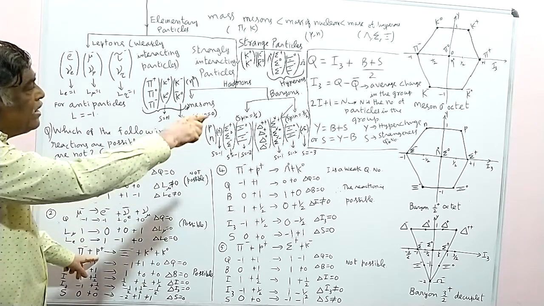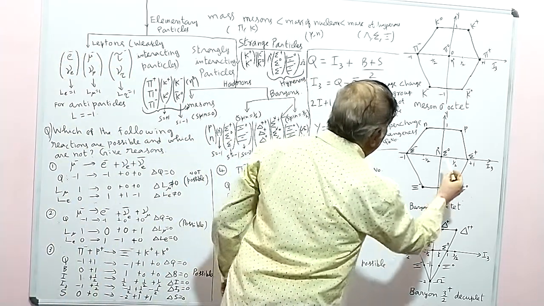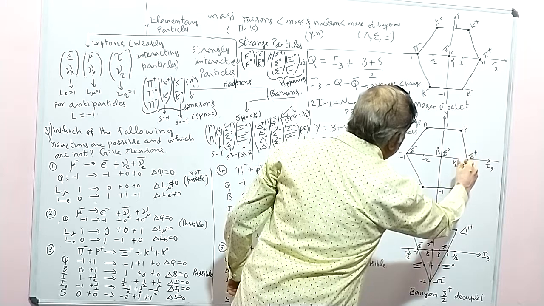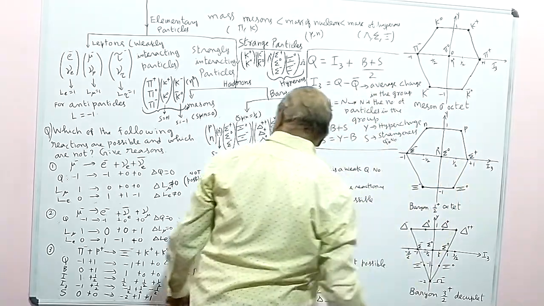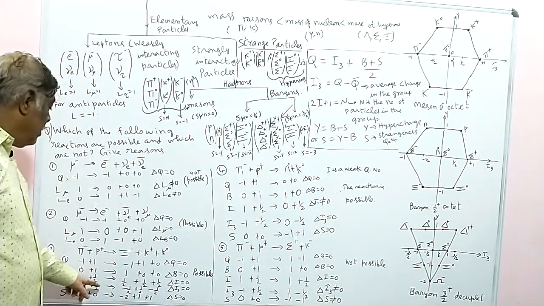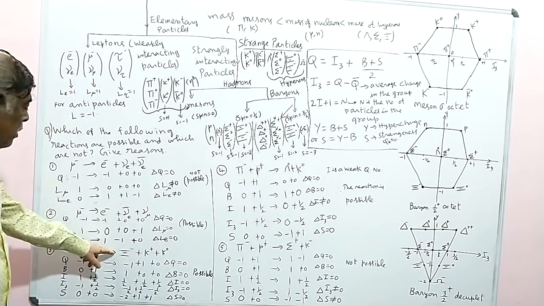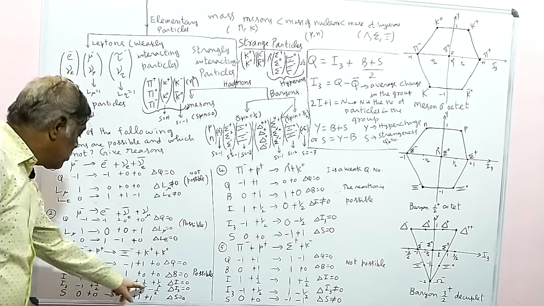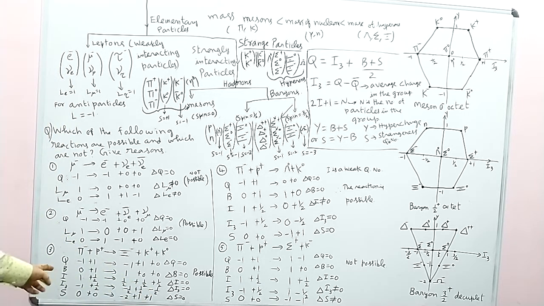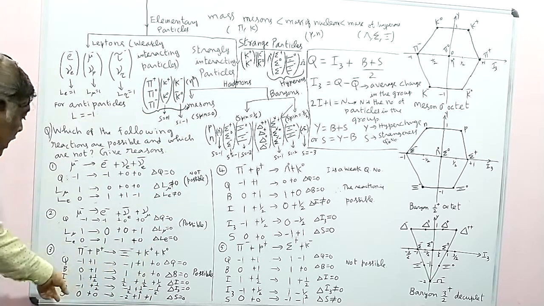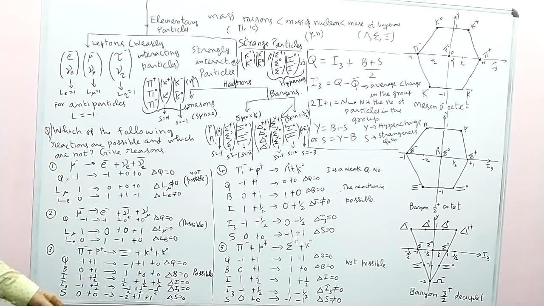Similarly, find I3 corresponding to P. This is P, this projection. So I3 is half. So you substitute the half value. Similarly for the particles on the other side, sigma minus, K plus, K0, you substitute the I3 values from the diagrams, and you will see that delta I3 is 0.